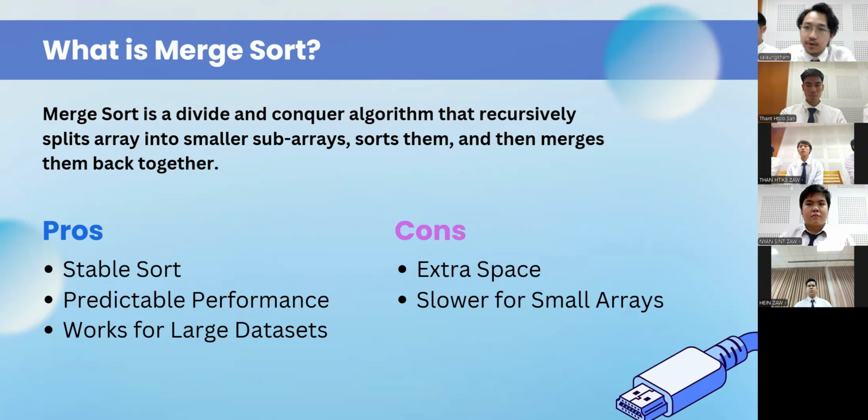On the downside, merge sort uses extra storage because it needs to create temporary arrays while sorting. It can also be a bit slower for small arrays since the extra work of splitting and merging takes more time than just using a simple sorting method like insertion sort.